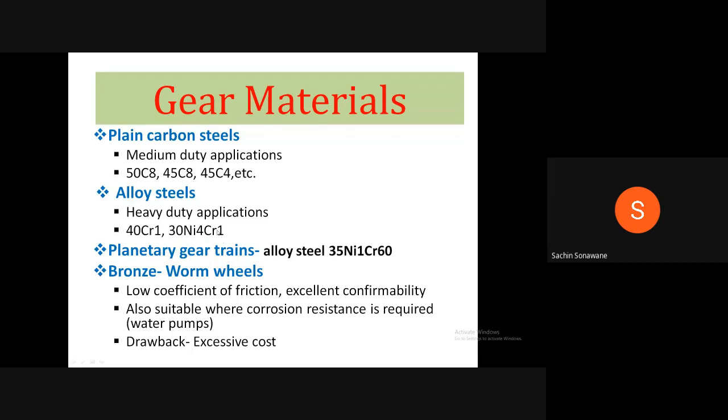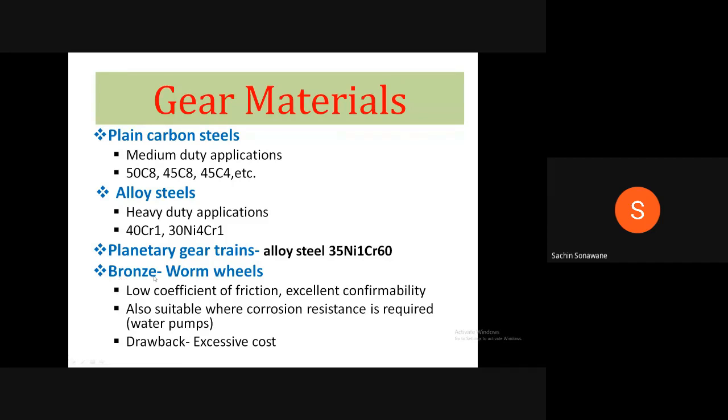Now, another advantage of chromium is that it is also corrosion resistant. That's why, in case of alloy steel, chromium is used. Now next is planetary gear trains. In case of planetary gear trains, the material is alloy steel 35Ni1Cr60.